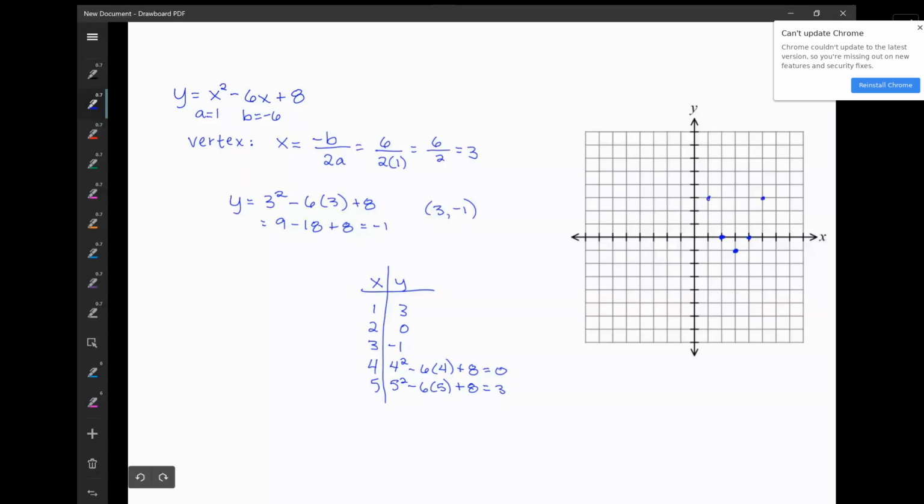So if I put those points on the graph, and then remember this is a curve, it's not pointy, it's curved. And that was not very good going through that point, but it looks something like this. Let's see if I can get it a little better on that side. Not doing very well. Let's see. Well, it looks something like that. And that's your graph of y equals x squared minus 6x plus 8.